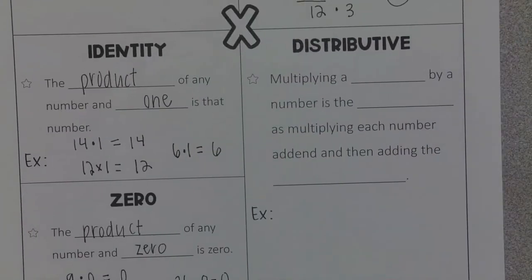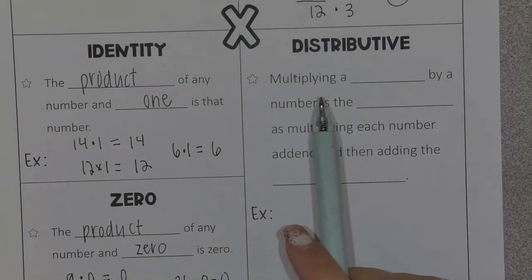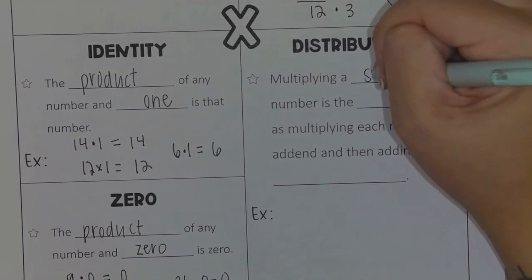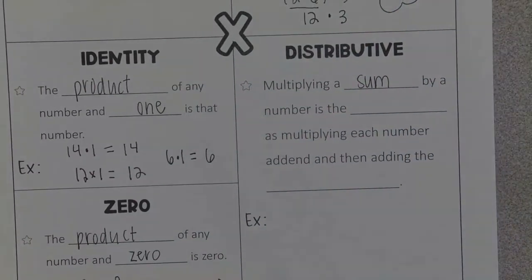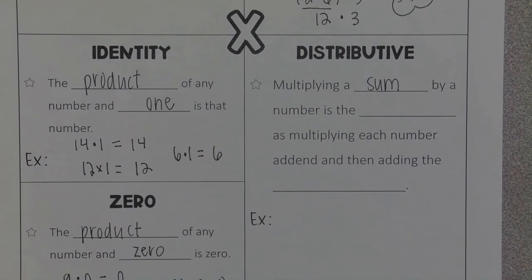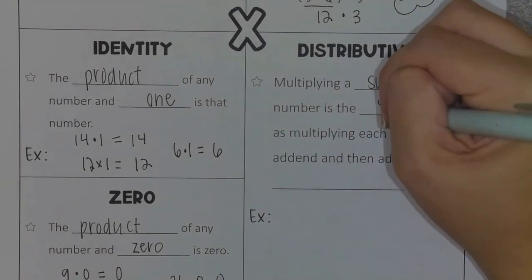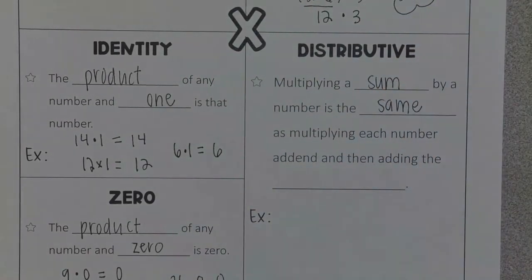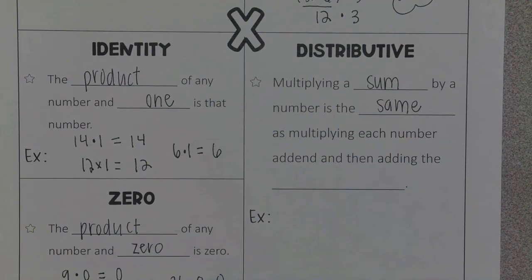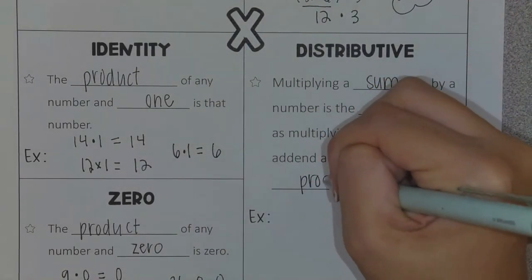Okay, let's talk about the distributive one. The distributive one seems to be the one that kind of gives us the most trouble here. So let's talk about this together. And I lost my notes here. So the distributive property states that multiplying a sum, and you may be thinking, what? A sum is for addition, and we're multiplying right now. So let's think about how this plays together. Multiplying a sum by a number is the same as multiplying each number added and then adding the products.